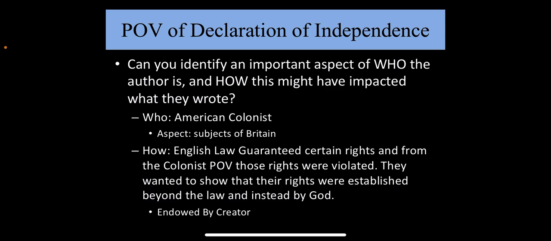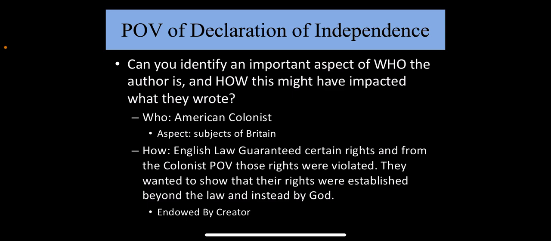Well, English law guaranteed certain rights, and from the colonists' point of view, those rights were violated. So they wanted to show that their rights were established beyond the law, and instead those were established by God. That is why the Declaration of Independence uses the words "endowed by the Creator," inalienable rights endowed by the Creator. So that is my example of HIP. We're not done with point of view. I'm sorry. So that is the first question on HIP.